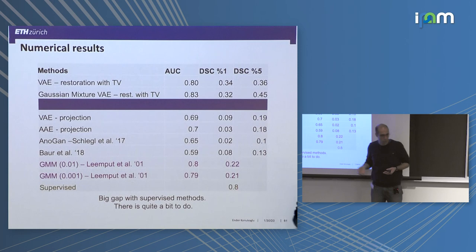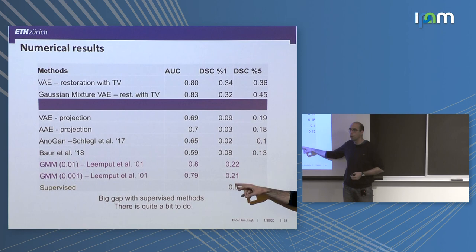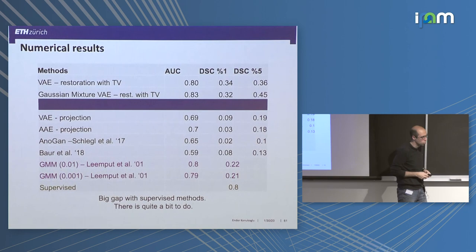And for comparison, if you run a simple supervised segmentation model on brain tumors, you'd get dice scores of 0.8, while we're at dice scores of 0.4. So it's a really different ballpark for the unsupervised learning case. With that, I will end, and if you have any questions, I'd be more than happy to answer.